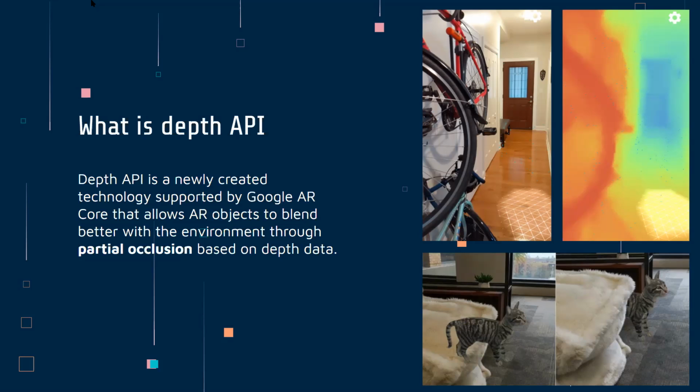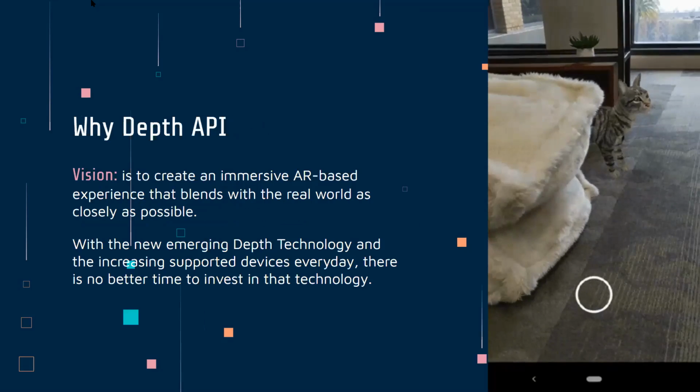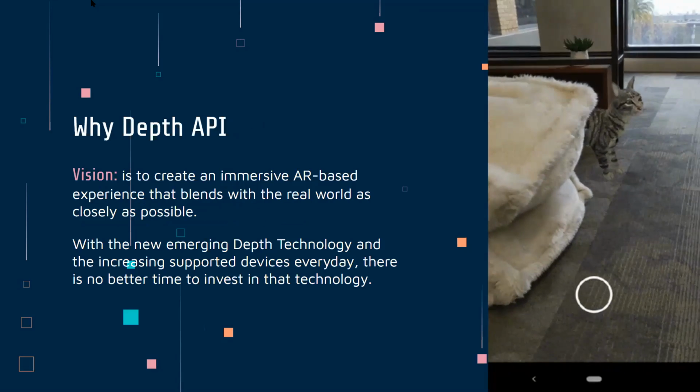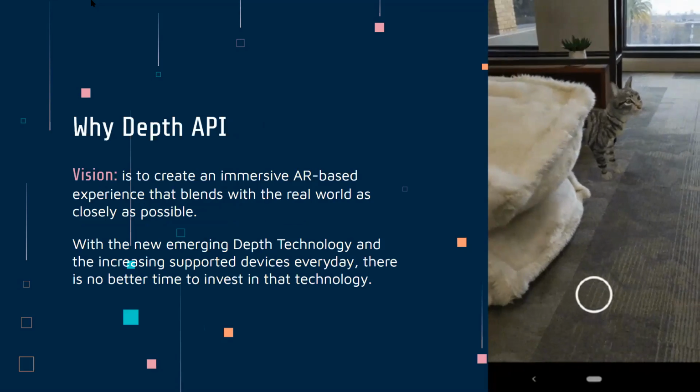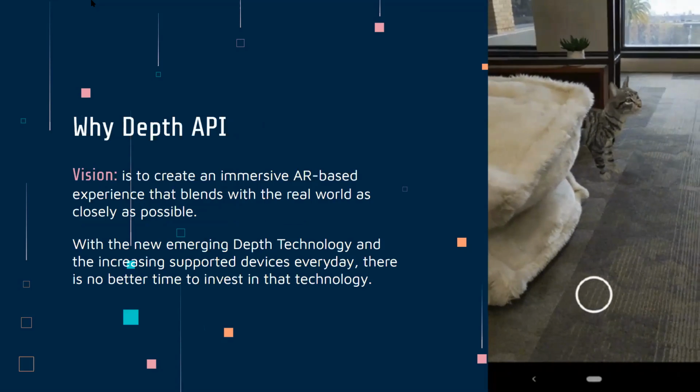If it's in front of the object, we need to occlude the virtual object that we're creating. So, for example, if you look at the cat example at the bottom, you can see that the chair is in front of the cat. So we need to occlude a part of the cat in order to make it appear that it's behind the real object. That's basically what Depth API does. It's a new technology that was developed last June, so it's only a few months old, and it's a really good opportunity to invest time in it.